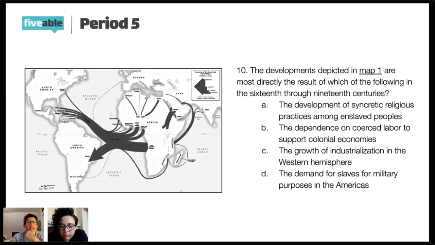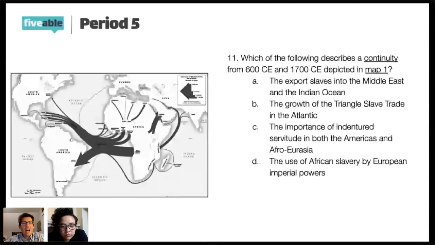All right. So question 11, which of the following describes a continuity from 600 to 1700 CE depicted in map 1? Which is an interesting question because the slave trade across the Atlantic is not a continuity beginning at 600. So we have to look at where else Africans are migrating in this.